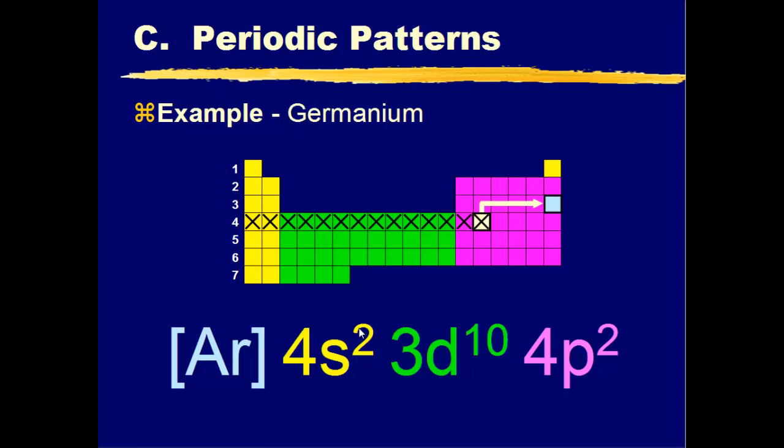Then I write 4P. I'm in the 4th row of the table in the P block of elements, and germanium is the second block in that section. So I write 4P2. That's the noble gas notation for germanium.